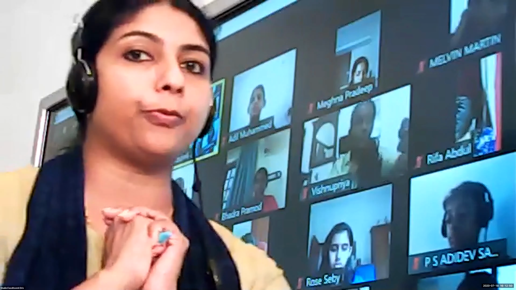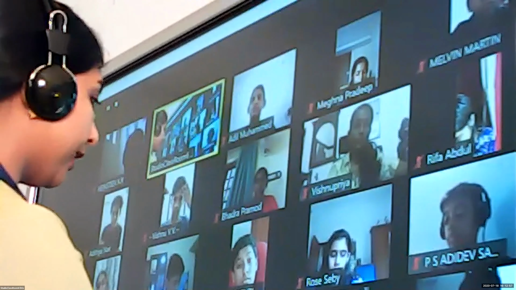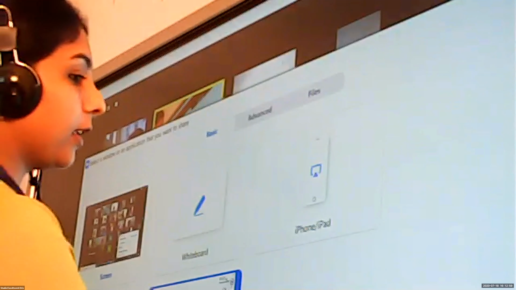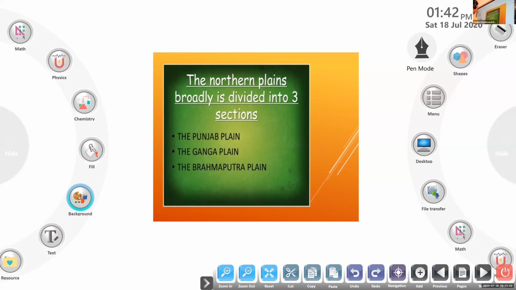These northern plains are divided into three sections. What are they? The northern plains are divided into three: the Punjab plain, the Ganga plain, and the Brahmaputra plain.